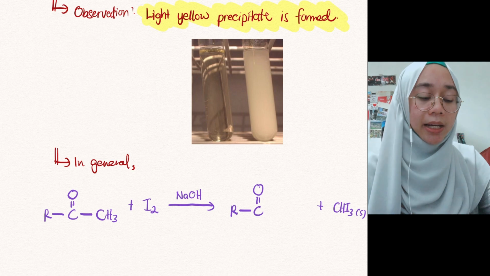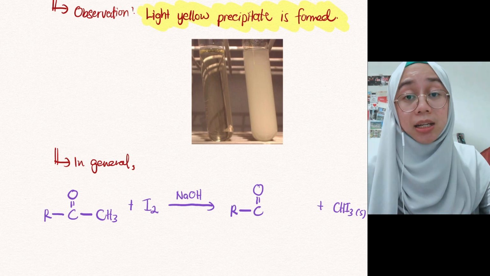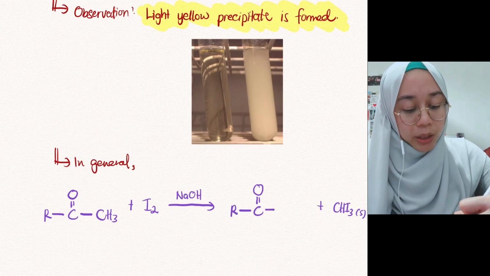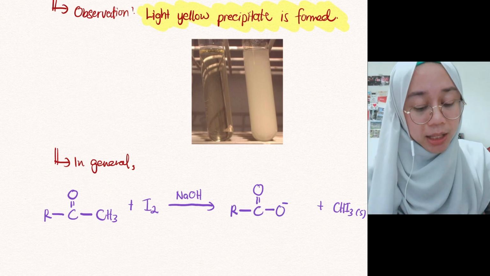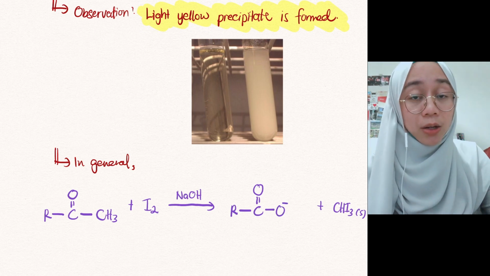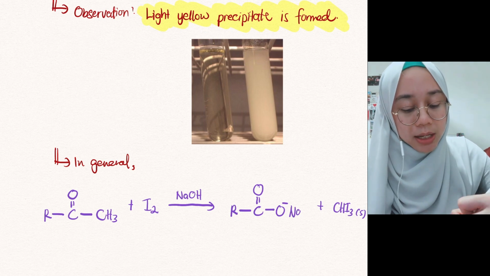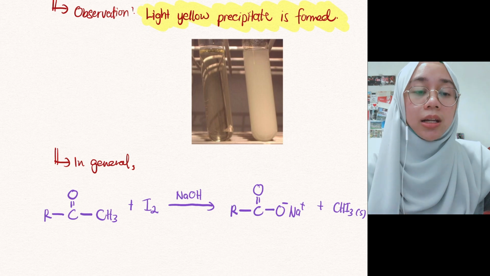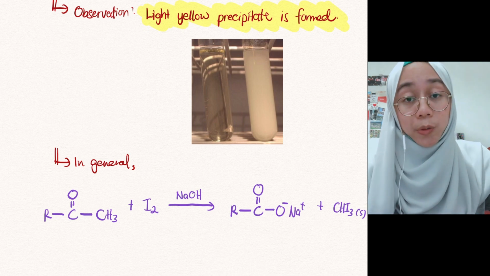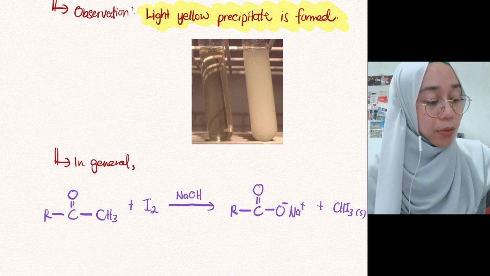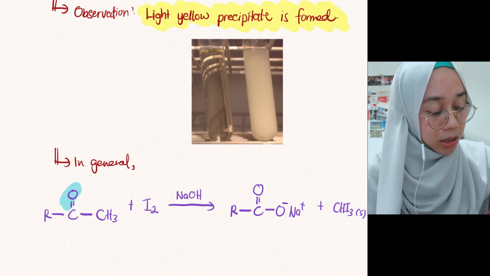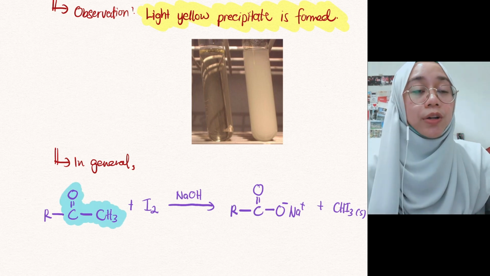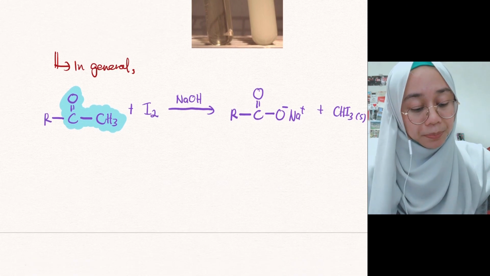Okay, ingat tak iodoform test is actually oxidation juga kelas. So bahagian methyl tu nanti akan digantikan dengan O negatif. Okay, and then since kita guna NaOH, jangan lupa letak Na plus dekat sini. So this is basically general equation kalau yang ada methyl carbonyl. Ni lah methyl carbonyl. Okay, so now kita tengok kepada example.